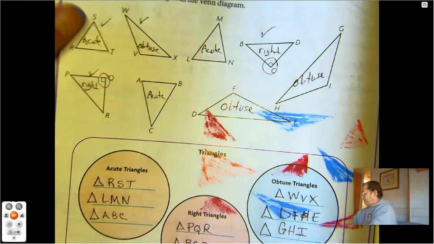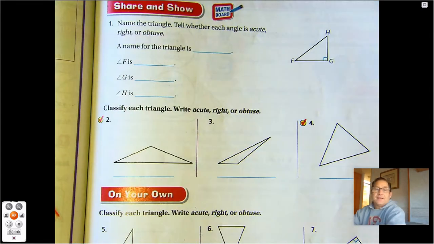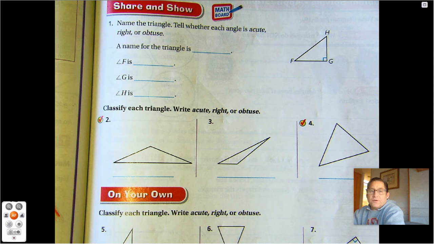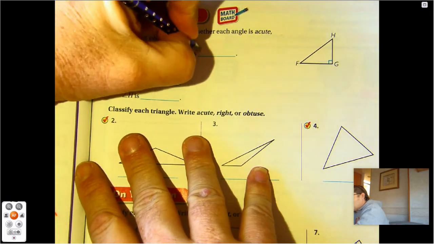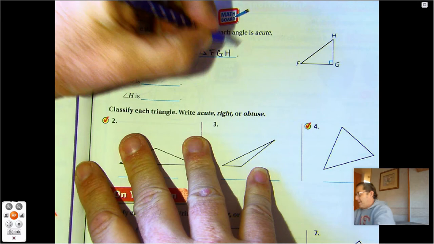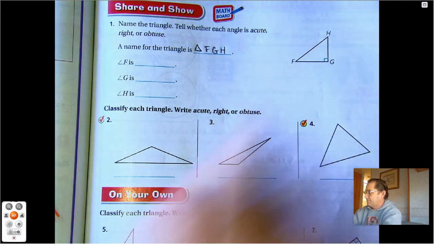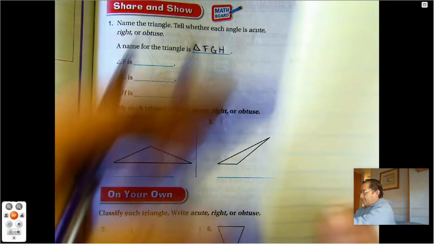All right. So let's see what we learned here. Name the triangle. Tell whether each angle is acute, right, or obtuse. A name for the triangle is FGH. That's one possible name. Angle F.